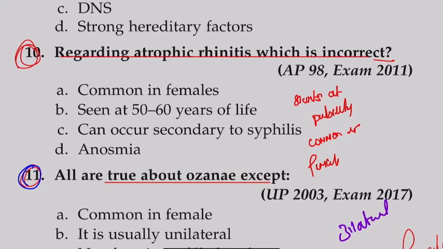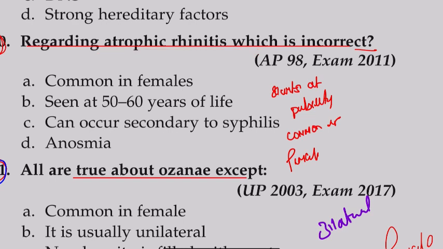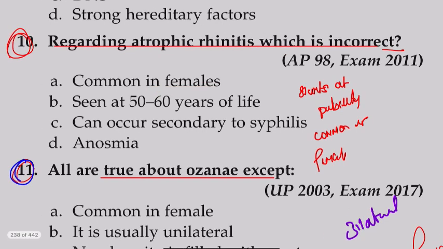Regarding atrophic rhinitis, which is correct? Common in females, yes. Seen in 50 to 60 years of life, no, it is not. It starts at puberty, right? Common in females, and it can occur secondary to syphilis, and there will be merciful anosmia, right? Though estrogen deficiency has been implicated in the causation of atrophic rhinitis, it is not seen at menopause. It is seen in females with low estrogen at puberty.